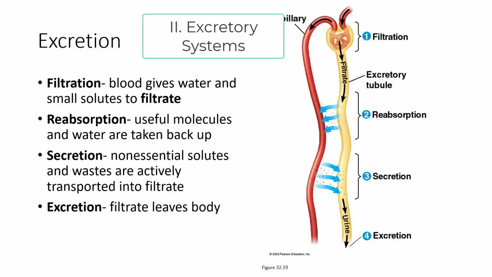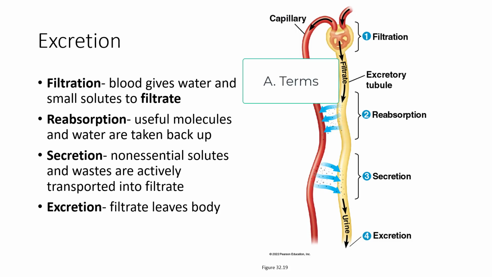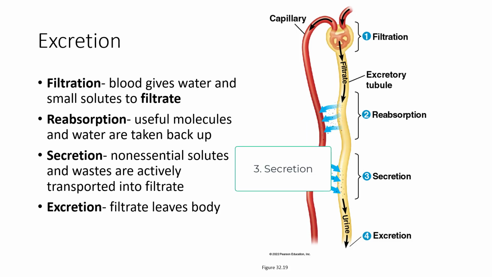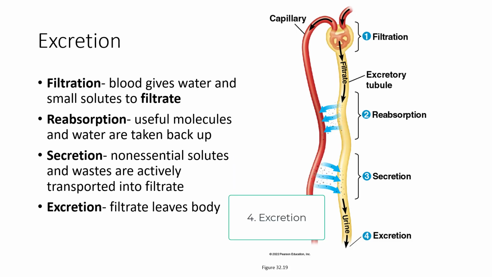So let's take the basics of excretory systems. You have some basic terms here. You have something called a filtrate, and that's going to be given off from the blood in a process called filtration. So you have filtrate made of water and small solutes that comes out of the blood. Now, reabsorption is when the useful molecules and water are taken back up from the filtrate to the blood. Secretion is when non-essential solutes and waste are actively transported from the blood to the filtrate. And excretion is when filtrate is going to leave the body.